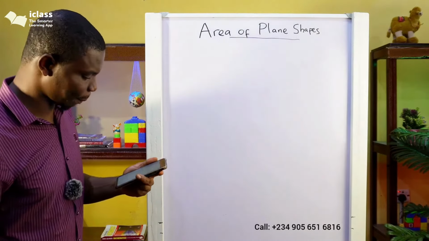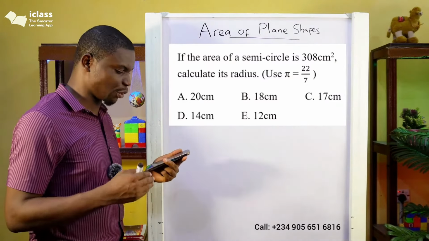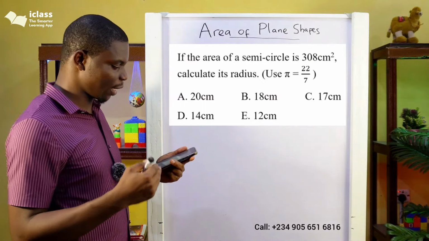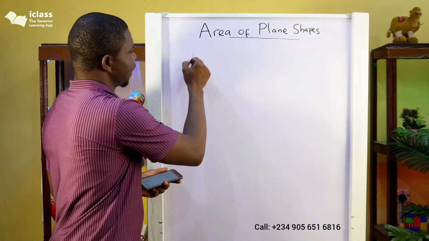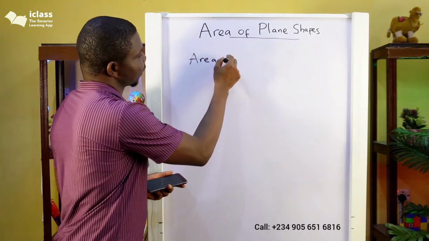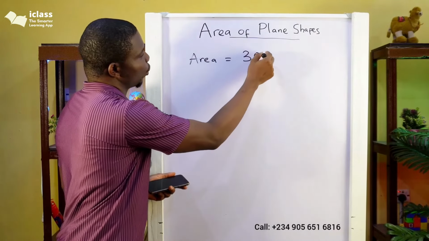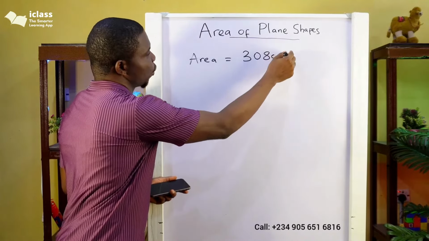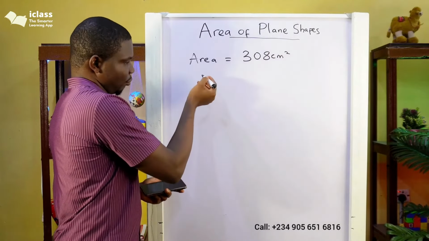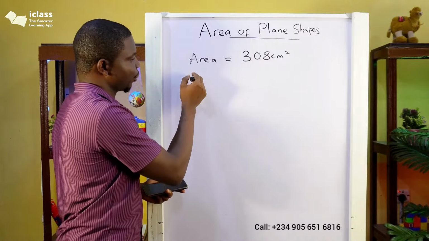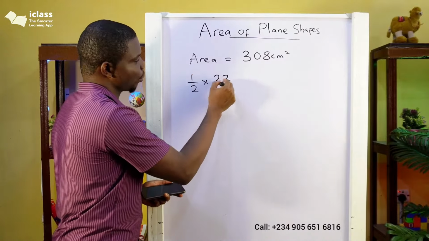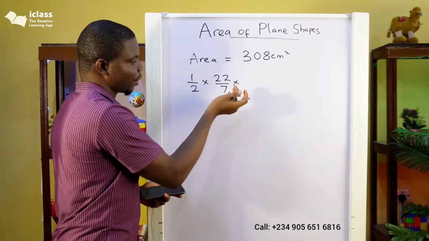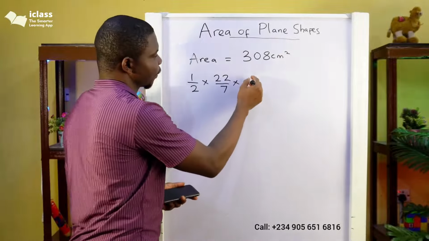The next question: if the area of a semicircle is 308 centimeters squared, calculate its radius. So we are told that the area is 308 centimeters squared. The formula for the area of a semicircle, of course, is half times pi, which is 22 over 7, times r squared, right?